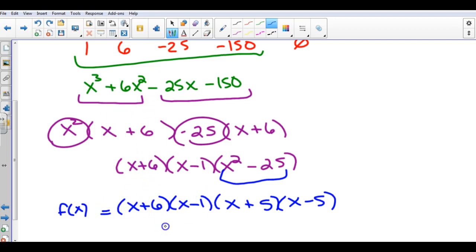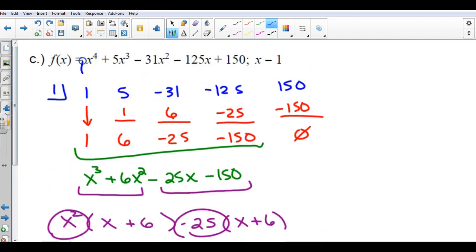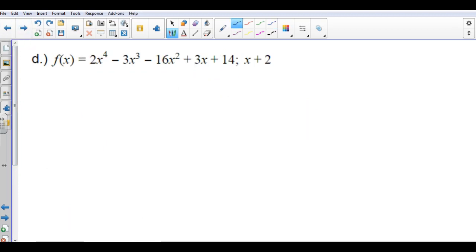But again, same reasoning. If I were to take this blue function and multiply this whole thing out, you would end up with this function all the way at the top. Alright, next. And then the last problem. So same or similar as the last one.